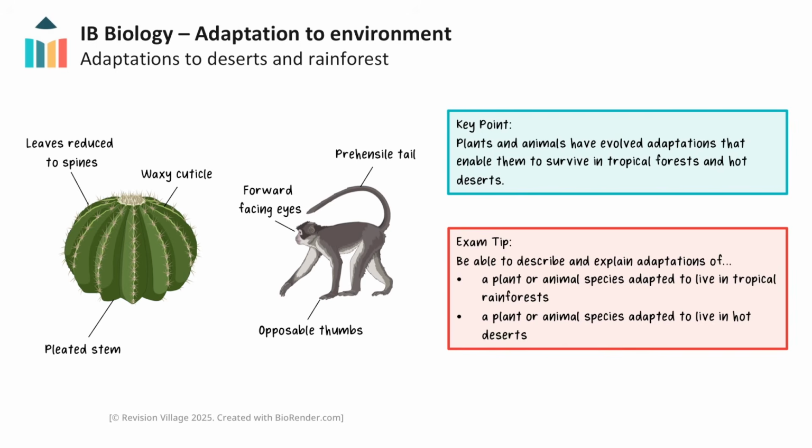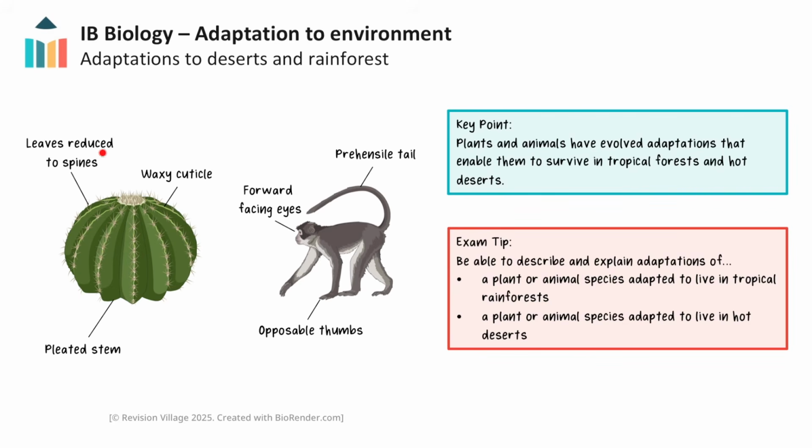Plants and animals have evolved adaptations that enable them to survive and reproduce under very different abiotic conditions, from the hot, dry deserts to the warm, humid tropical rainforests. Let's start with deserts, where conditions are extremely hot, rainfall is minimal, and water conservation is essential. The cactus shown here demonstrates several structural adaptations for surviving arid environments.